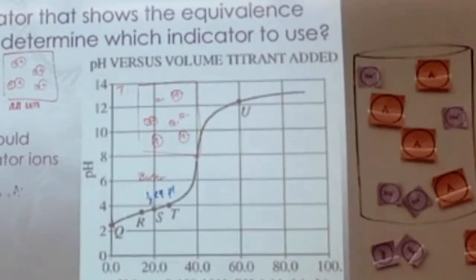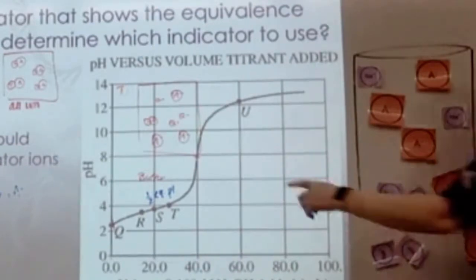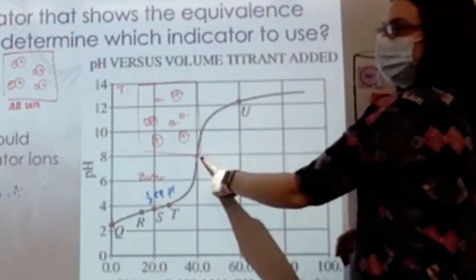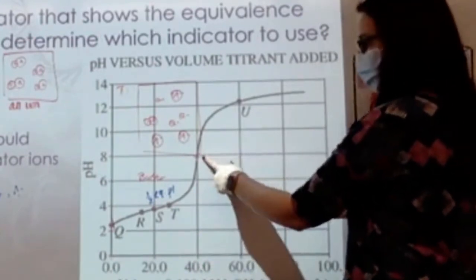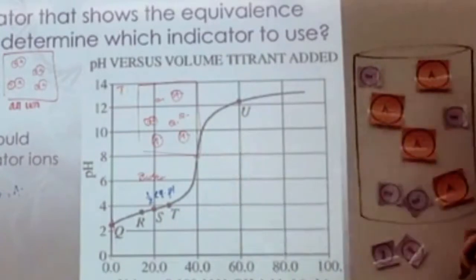This represents the equivalence point. This represents the pH of 8 right here. So after we had 40 milliliters of NaOH, we hit the equivalence point. The pH is 8 because A minus here is a weak base. So the pH of the equivalence point is basic.